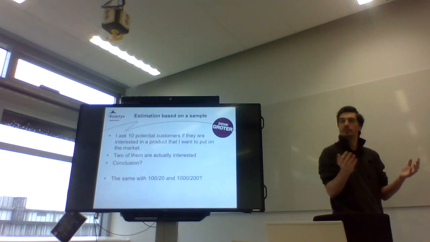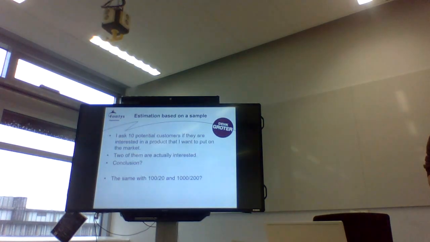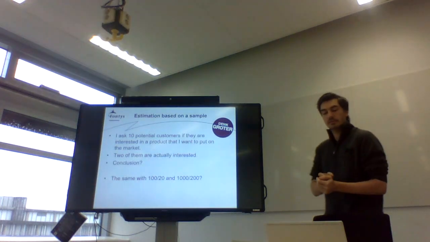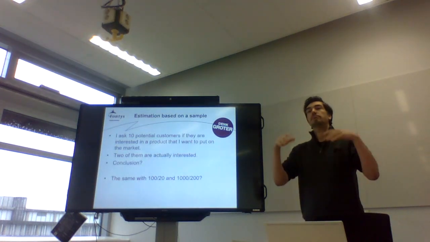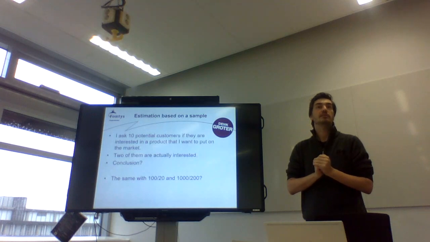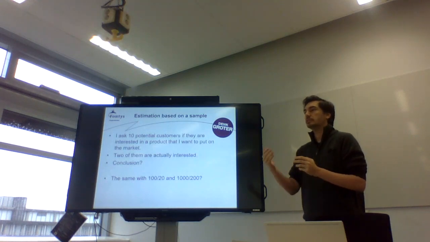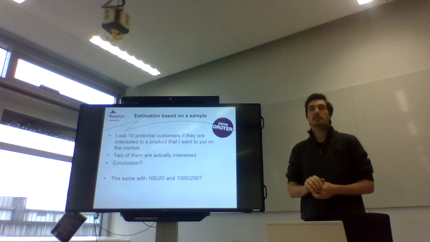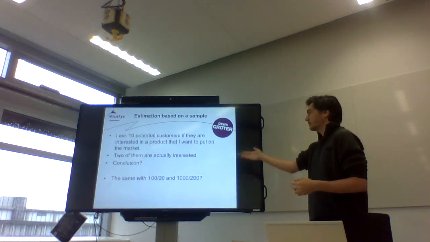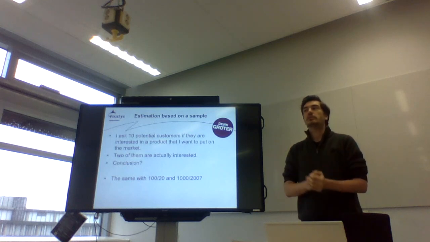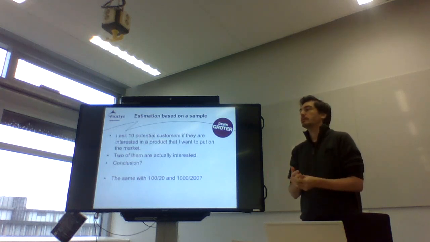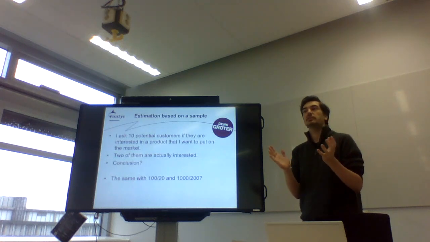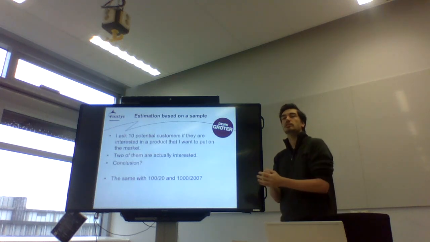Now, we've done this last time. If we asked 10 people whether they're interested in a product, and 2 of them say yes, then we can conclude from that that roughly 20% of the people are interested in this product. Similarly, if we ask 100 people and 20 answer that, and for 1,000 people asked and 200 answering, the conclusion is every time the same thing: roughly 20% of my population will be interested in this product.